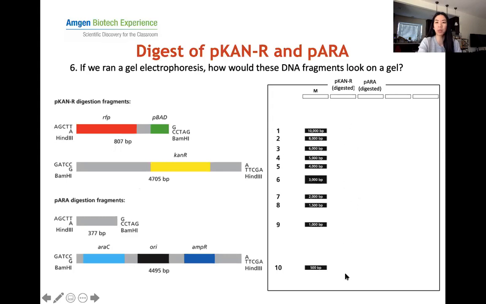The first one is for pCAN-R. The second column would be for pARA, so the fragments down here.